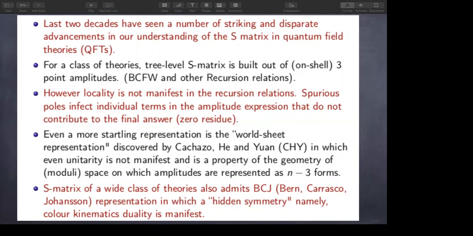And of course, probably one big surprise which has emerged in the last 10-12 years is that for a wide class of theories, scattering amplitudes admit a representation which is not at all manifest in Feynman diagrams, in the sense that there is a hidden symmetry known as color-kinematics duality. It's a duality which is manifest in what is called the BCJ representation, but not if you write the amplitude as a sum of Feynman diagrams.